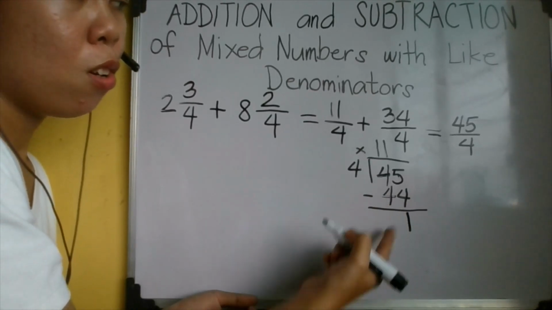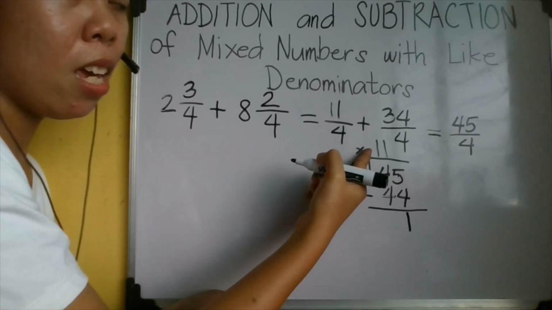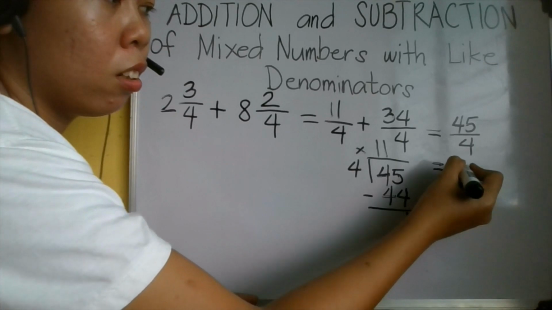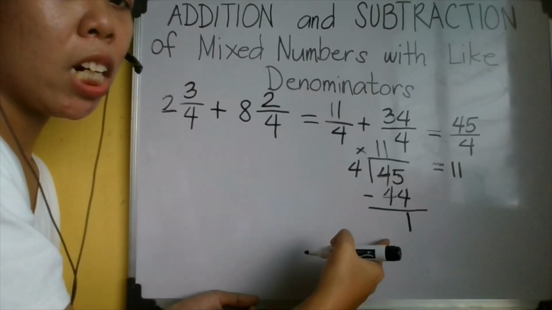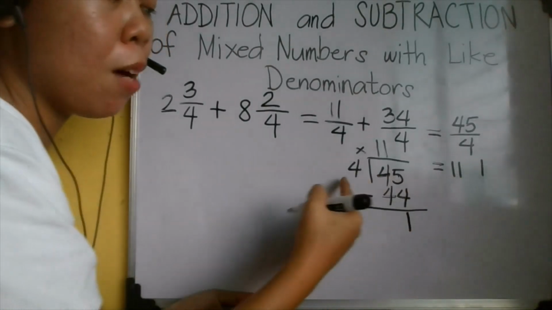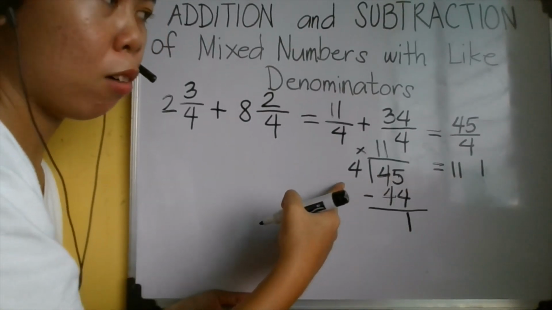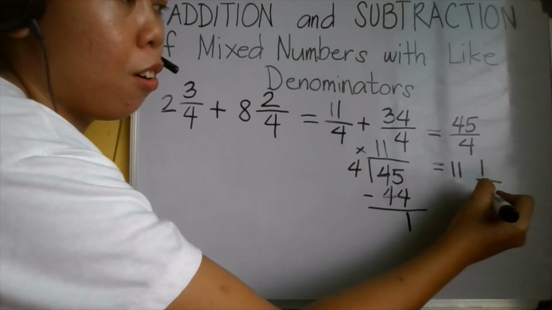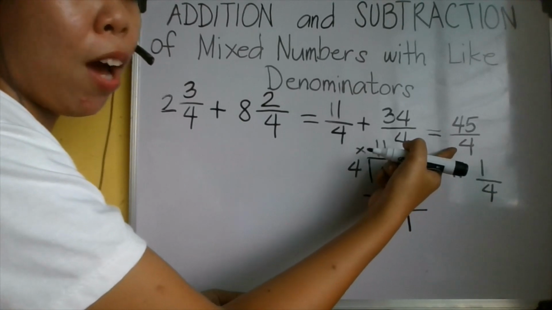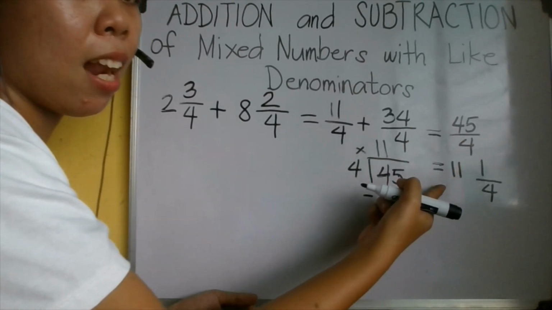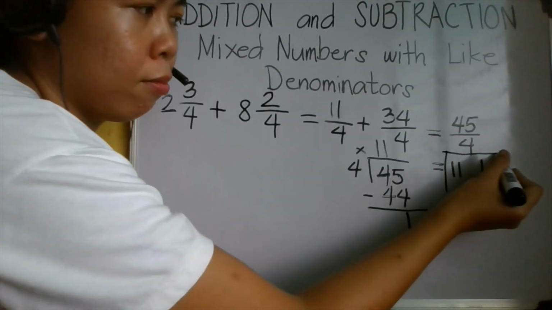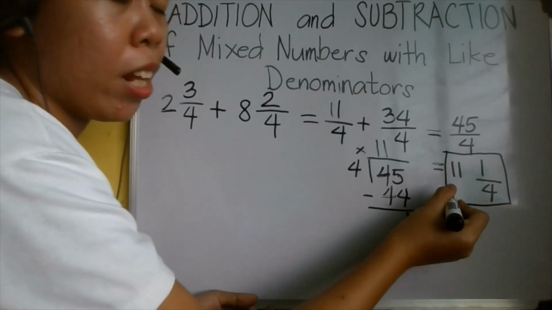So our quotient will be our whole number. Then the remainder becomes the numerator. And our denominator does not change, so that is still 4. So 45 fourths is 11 and 1/4. And this is already in simplest form.